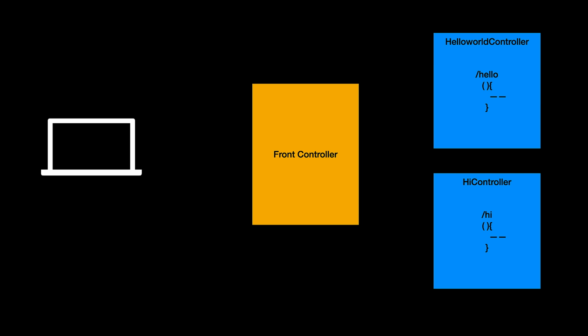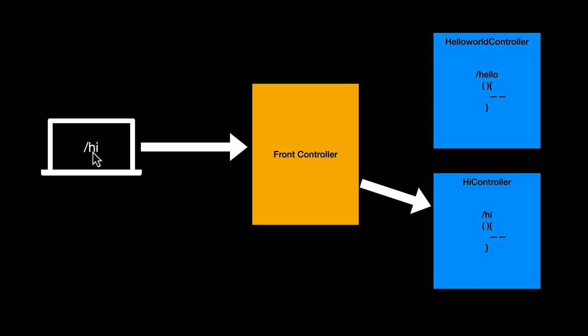Like that, if the user is hitting an endpoint called /hi, then the request will be accepted by the front controller. And now the front controller knows who can handle this request out of the two controllers that we have, Hello World controller or the hi controller. Right now the front controller knows that the hi controller does have an endpoint called /hi, and this is the controller which can handle this request called /hi, which is coming from the user.